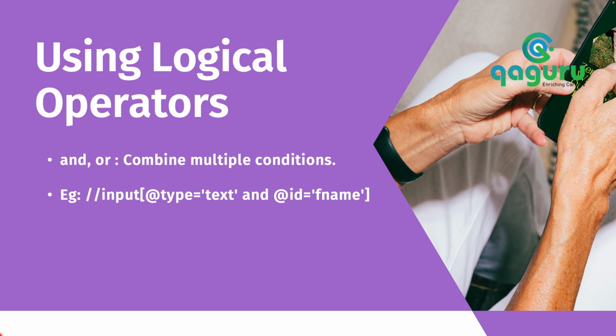Now let's see how we can combine multiple conditions with logical operators like and, or. When you use and, it will locate the element only when all the conditions that you specify are met. But in the case of or, it can locate the element when any of the conditions are met. All right, so let's try it out in our sample site.